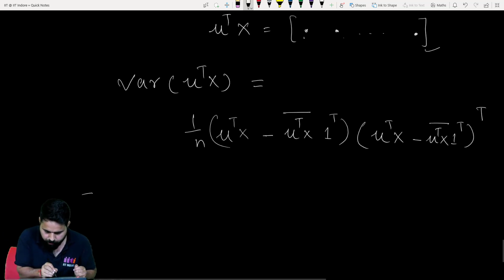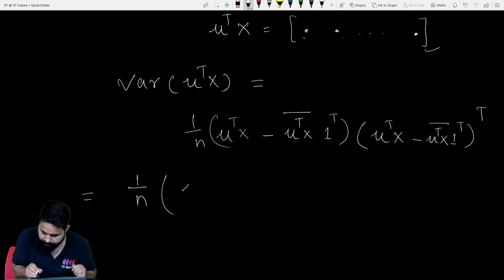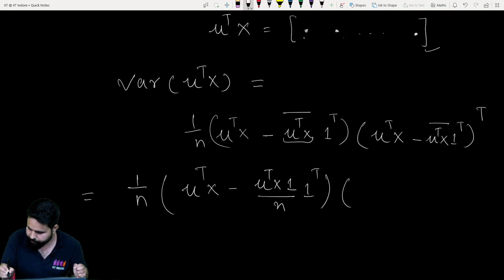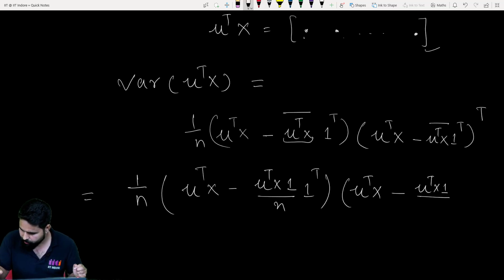So this will be equal to 1 by n, because there are n points, right, 1 transpose x. Let me open it. So how do we calculate the mean? The mean of this vector is nothing but this, I will multiply with 1 divided by n, 1 transpose, and the same thing. Very good. So u transpose x, 1 divided by n, 1 transpose, and the same thing.